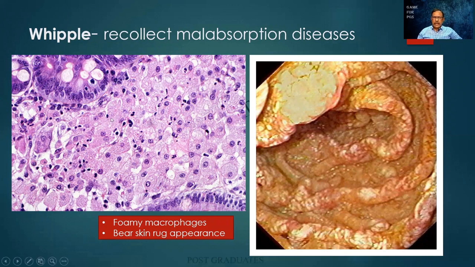In this, I find that there will be a lot of foamy macrophages. A bacterial etiology has been assigned to this. And there can be PAS positivity in this. Foamy macrophages. And the surface itself, you find that there is some kind of an atrophy, and it appears like a folded rug or a bare skin rug appearance given in the earlier editions of Robbins. A bare skin rug appearance, foamy macrophages, classical of Whipple's disease.